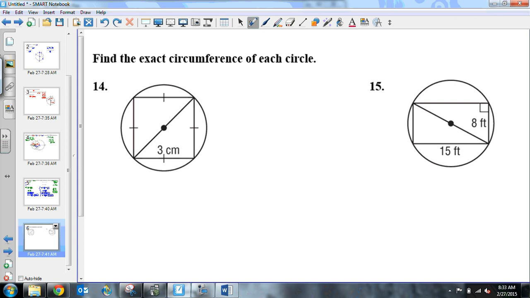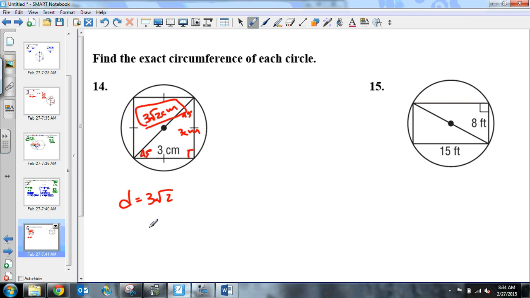So what I know about this first example is that I have a square, okay? I know that this is a right angle. Because it's a square, I know that this is a 45-degree angle and a 45-degree angle. And I know that this is 3 centimeters. So then my diameter, this length here, has to be 3 times the square root of 2 centimeters, based on what we had just learned. Now, you could find this number by using the Pythagorean theorem, but we can use a special right triangle to do that. So the diameter is equal to that.